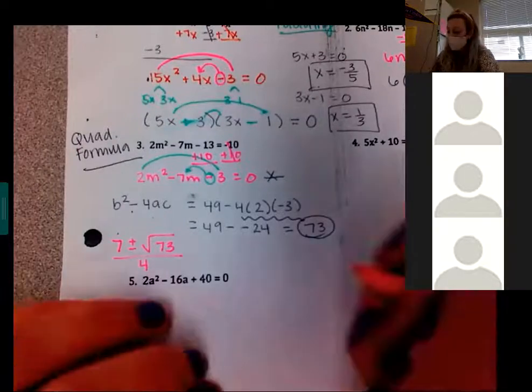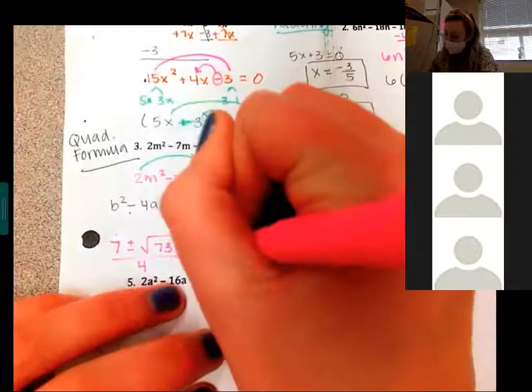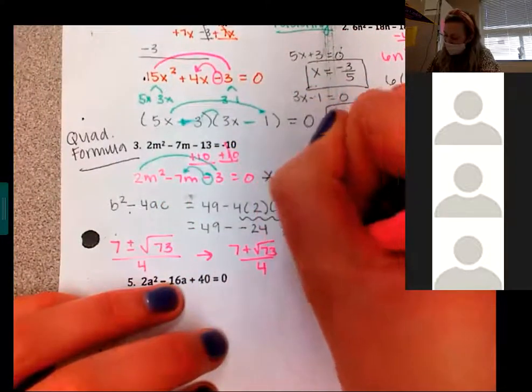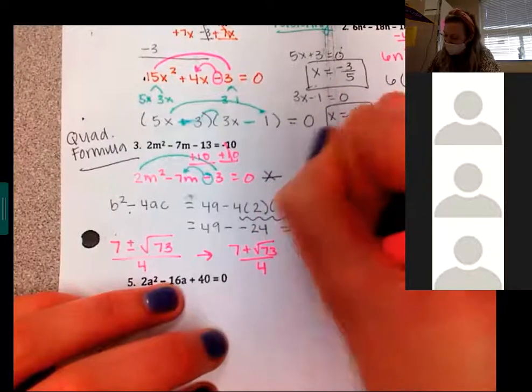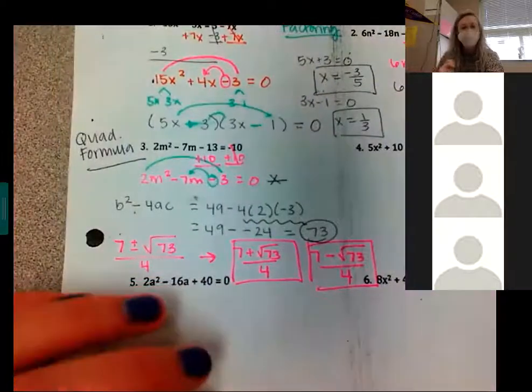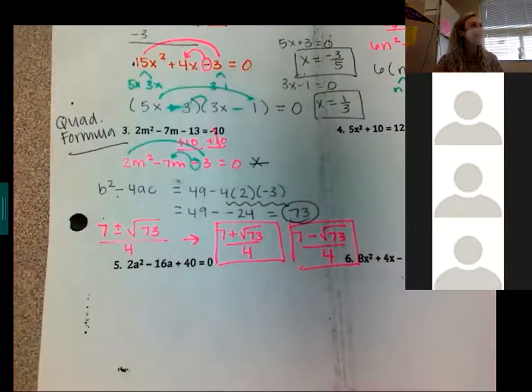73 is prime. So can you simplify that square root? No, so all you have to do on your test is type in 7 plus square root of 73 over 4, and then 7 minus square root of 73 over 4, and those are your two solutions. Why did we get two real answers? Because what was positive? The discriminant.